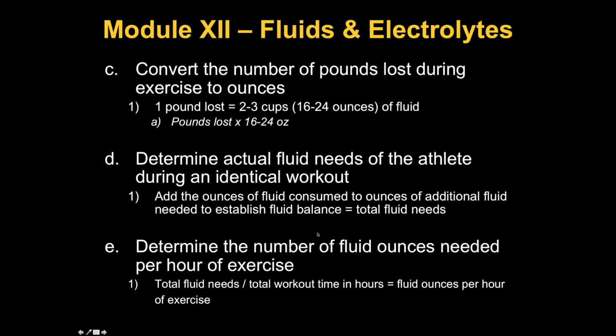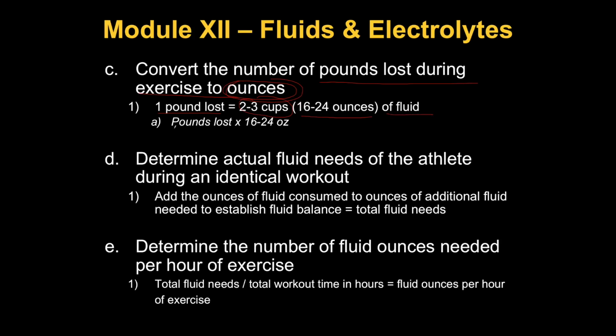So then what we're going to do is we're going to convert the number of pounds lost during exercise to ounces. So for every pound that the athlete loses, that's about 2 to 3 cups or 16 to 24 ounces of fluid.